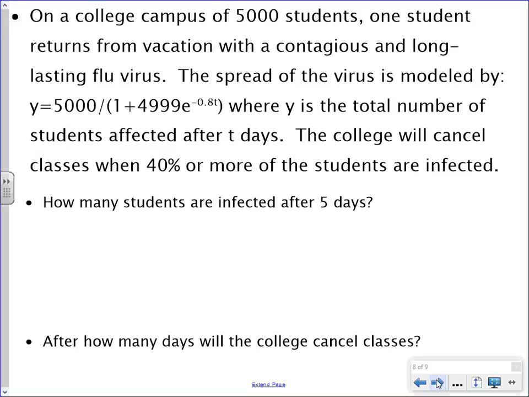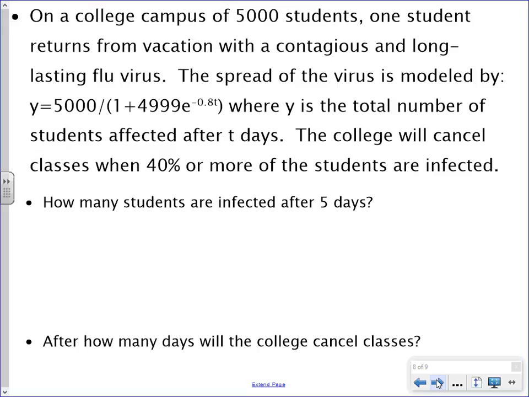Your next example is about a college campus with a contagious flu virus. If you think about college, not everyone, but a portion of the students live on campus. Everyone's going to classes on campus. Illness is going to spread pretty quickly on a college campus, as it would here in a high school where you guys are interacting with each other throughout the day. So the virus is modeled by this.